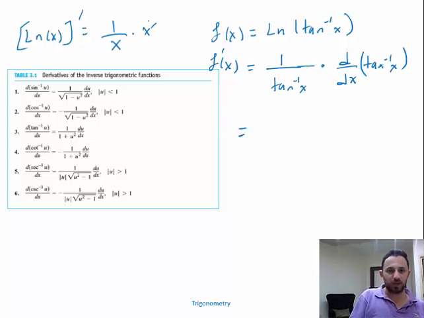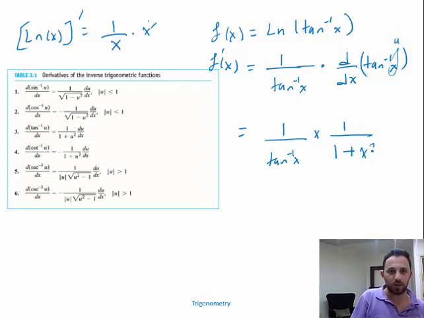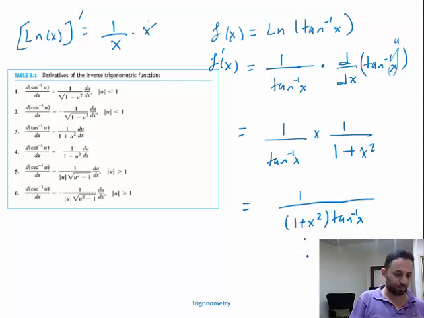Okay, the derivative of tangent inverse of x is given as 1 over 1 plus u square. So this is 1 over tangent inverse of x multiplied by 1 over 1 plus x square. This is u, x square. Okay, du by dx, the derivative of x by dx is 1. So this is equal to 1 over (1 plus x square) tan inverse of x.